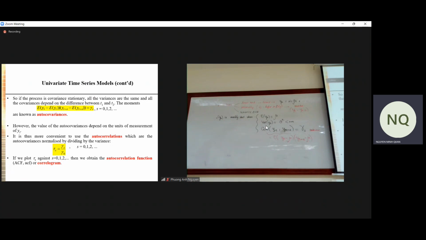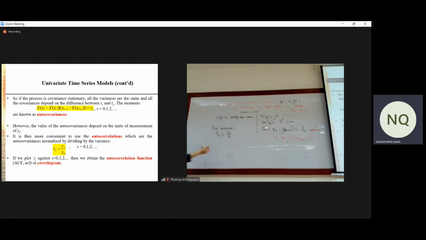Autocovariance. Just like the variance and covariance, you remember we have a correlation coefficient. Now we can also standardize the autocovariance to define what we call the autocorrelation. We define autocorrelation, denoted by tau. So tau s, by definition, is simply gamma s divided by gamma 0.